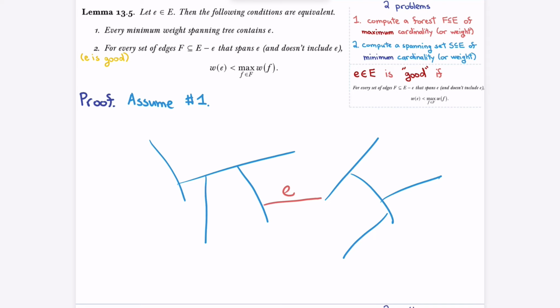Yeah, so maybe we could suppose by contradiction that E is not good. Okay, suppose E is not good. Then there must be some edge set, maybe overlapping with this tree sometimes, right? There must be some path out there, also connecting the endpoints of E, where the weight of every edge on this path is less than the weight of E, right? Okay, now what?